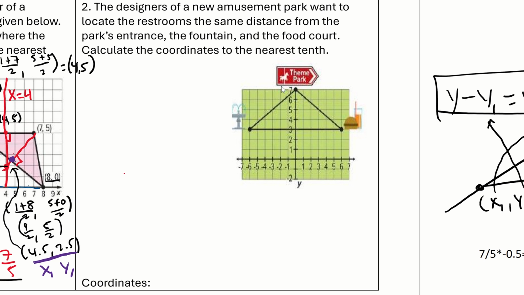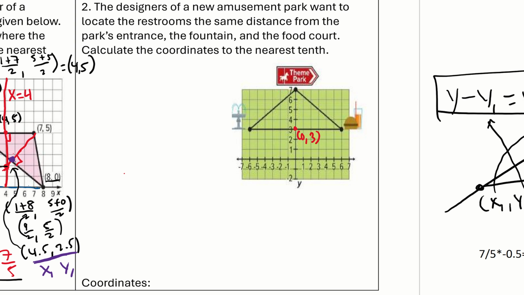The designers of a new amusement park want to locate the restrooms the same distance from the entrance, fountain, and the food court. So we got these 3 things. We're doing the circumcenter. Calculate the coordinates. All right, so we're going to use this line right here. The midpoint of that line is right here, which is 0, 3.